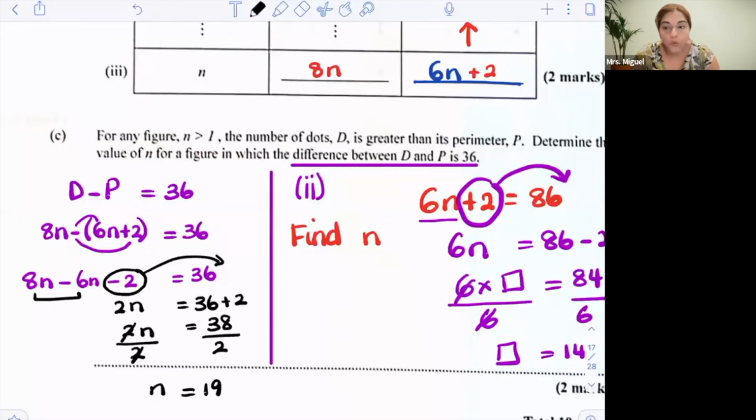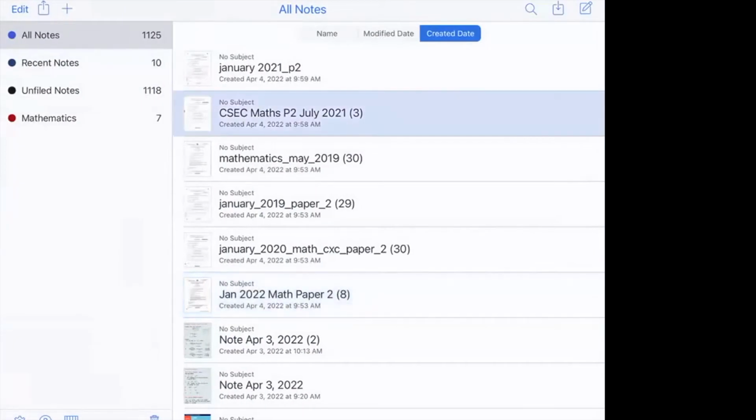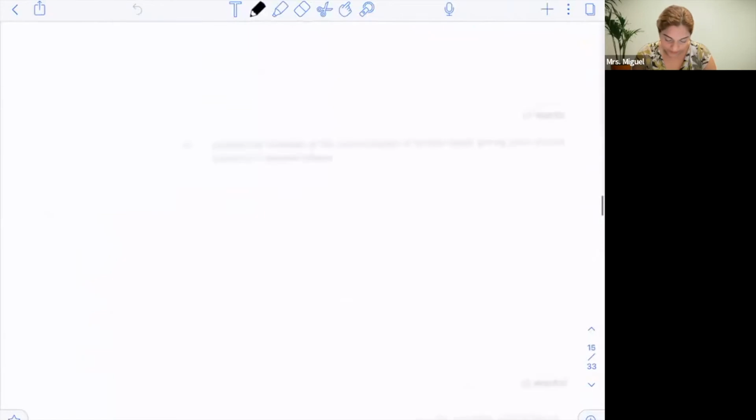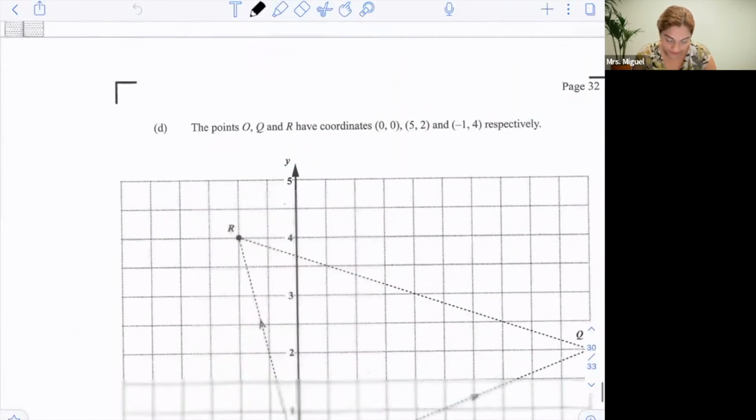All right, who can be so kind as to tell me what page the July 2021 paper is on? 155. Thank you. So find it in your booklet quickly. If you don't have the booklet, that's fine. I sent it on WhatsApp this morning.